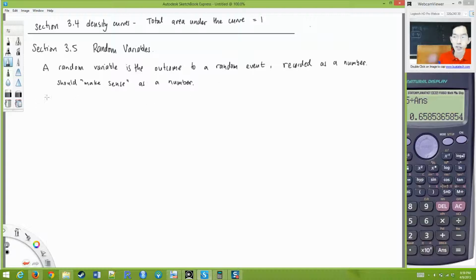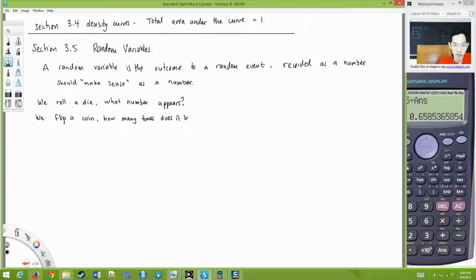So what counts as a random variable could be we flip a coin, or we roll a die. We'll start off there. We roll a die. What number appears? Okay, this is a random variable. Another case, we flip a coin, and we can say, how many times did it land on heads?